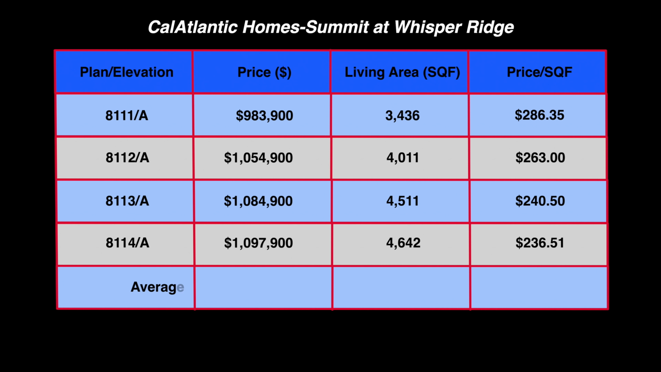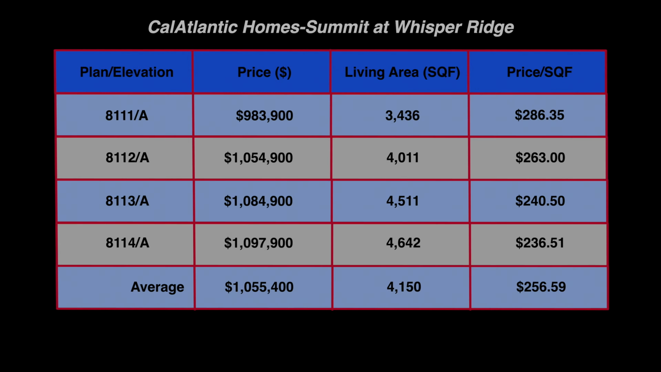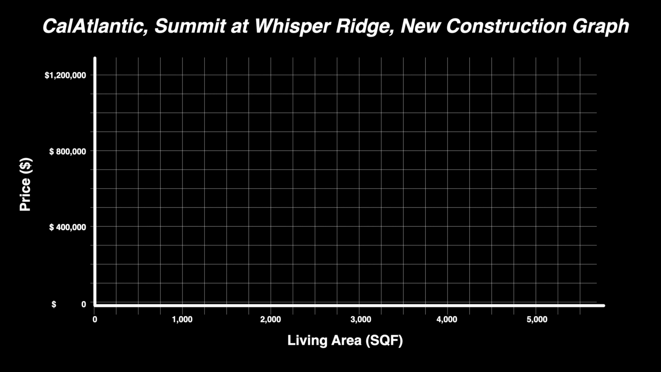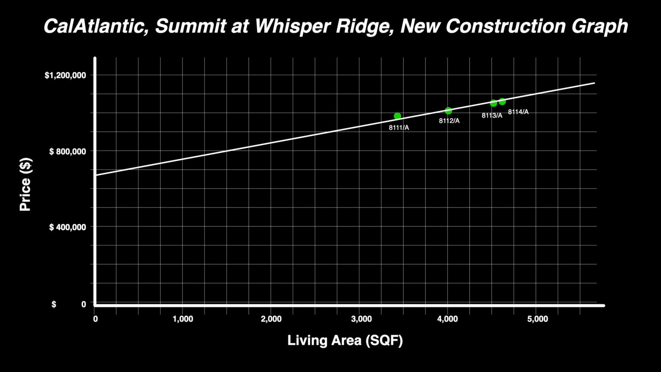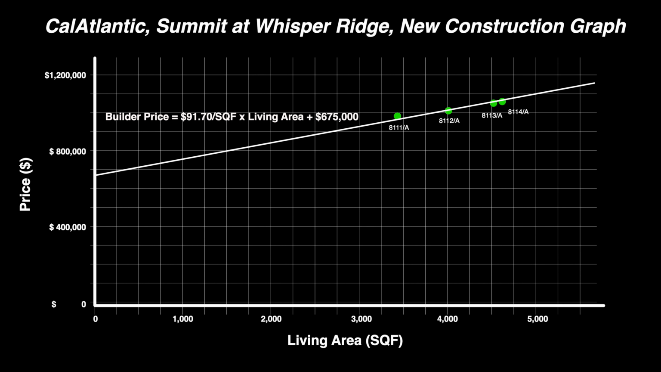Start by calculating the average selling price, average living area, and average price per square foot of all the models. This information is needed to create a graph from the results in this table. Set up the graph area with the axis, grid, and labels. Next, plot the points of model home prices as a function of living area. Then, draw a line through the points and calculate the builder price trendline equation. Again, if you attempt this at home, you most likely will use Microsoft Excel.